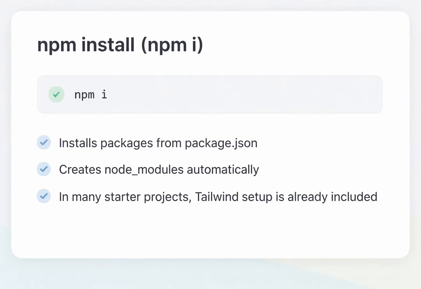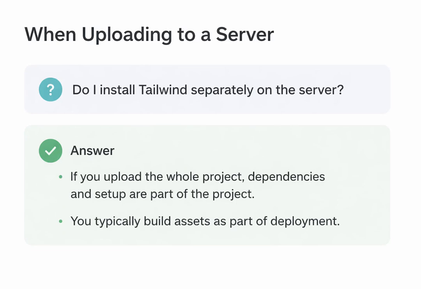There's also a mention of npm i. That command installs dependencies listed in package.json and creates node_modules automatically. In many Laravel startup projects, Tailwind is already configured, but npm install is still the standard step to ensure all node dependencies exist locally. A question raised is whether Tailwind must be installed separately on the server.